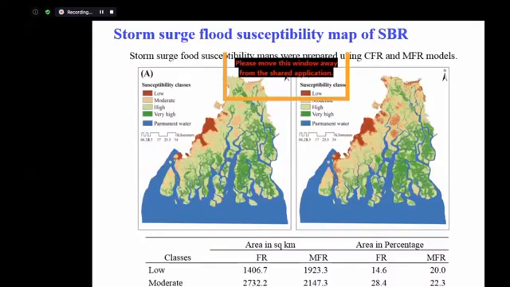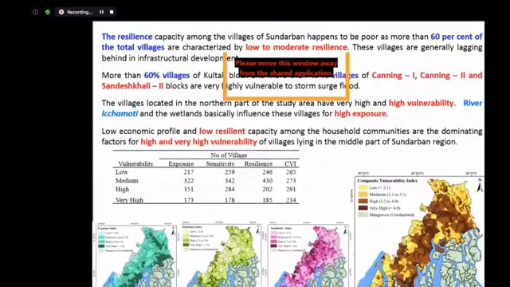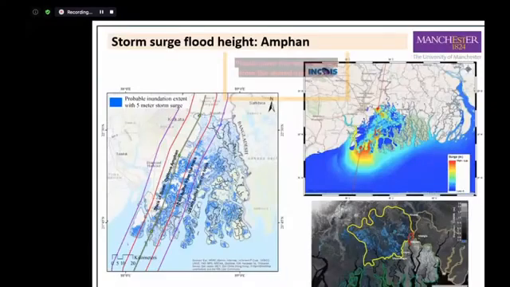And this is a composite vulnerability index, a village level composite vulnerability index, showing which village is highly susceptible or highly vulnerable to cyclone, storm surge flood and other multi-hazard events. Again, I have composed a track of storm surge cyclone Amphan in 5-meter flood modeling conditions, and what the scenario is.